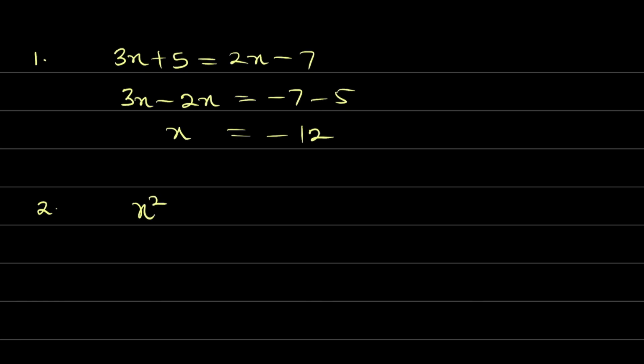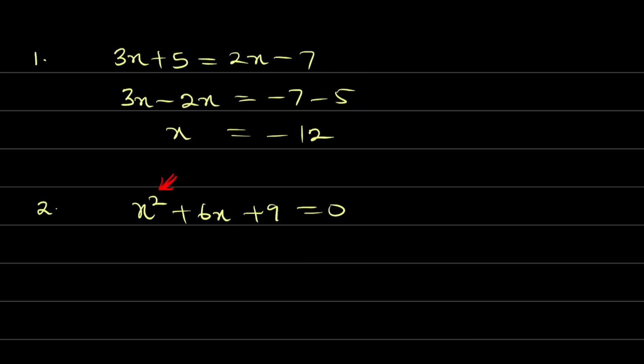Question number 2. This is x squared plus 6x plus 9 is equal to 0. This question says solve for x if x squared plus 6x plus 9 is equal to 0. What type of equation is this? This is a quadratic equation, which means unlike the very first one, which had only one solution, in this case we are going to have two solutions because the power of x in this case is 2.